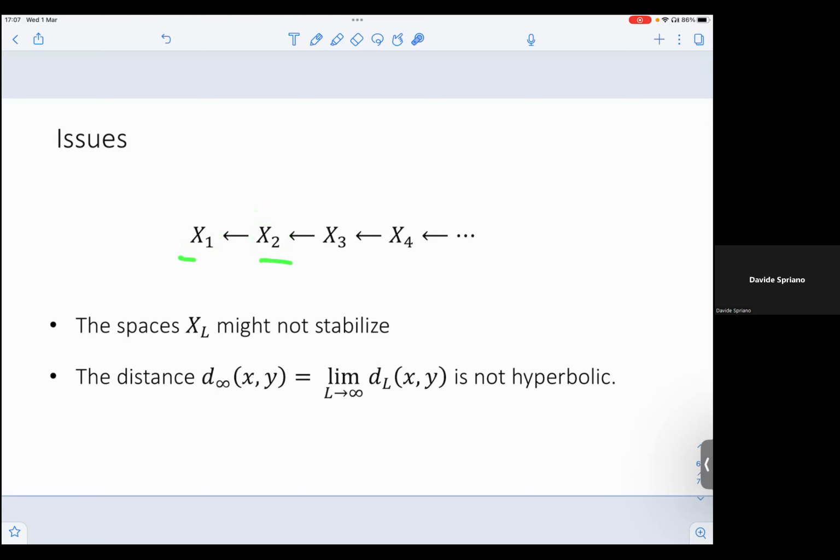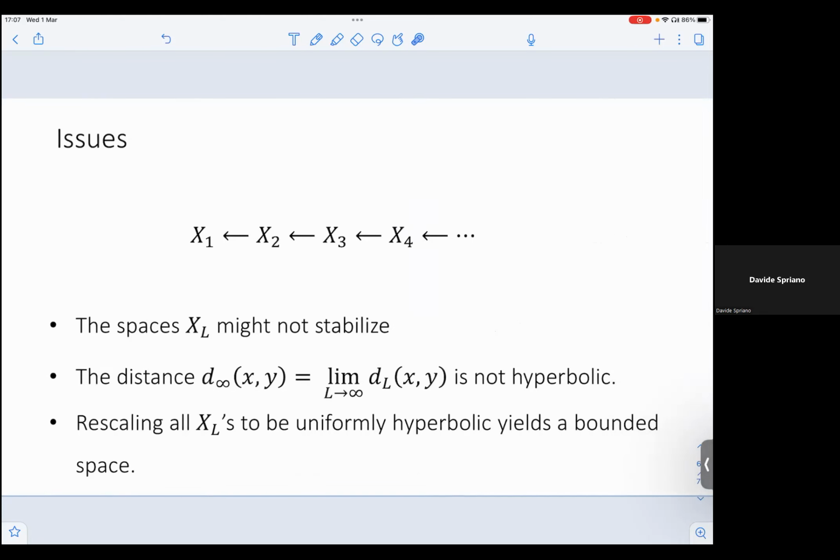So all of those are hyperbolic, but with worse and worse constants. Like the triangles get fatter and fatter. And then in the limit, you might just get something that is not hyperbolic. So the last approach you can think about is you can rescale them.